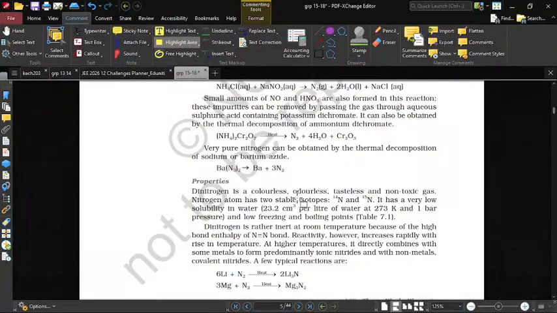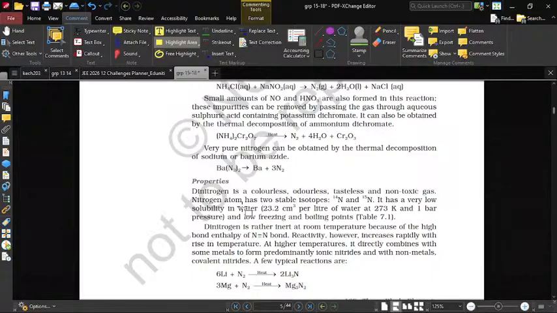Properties. Dinitrogen is a colorless, odorless, tasteless and non-toxic gas. The nitrogen atom has two stable isotopes, 14N and 15N. It has very low solubility in water, 23.2 cm3 per liter of water at 273 Kelvin and 1 bar pressure. It has low freezing point and boiling point.